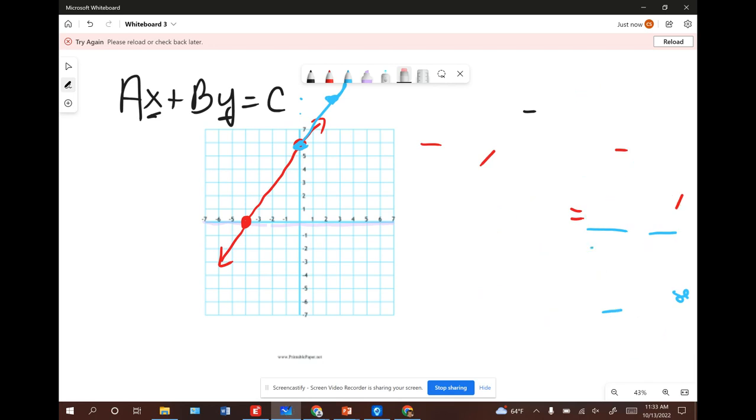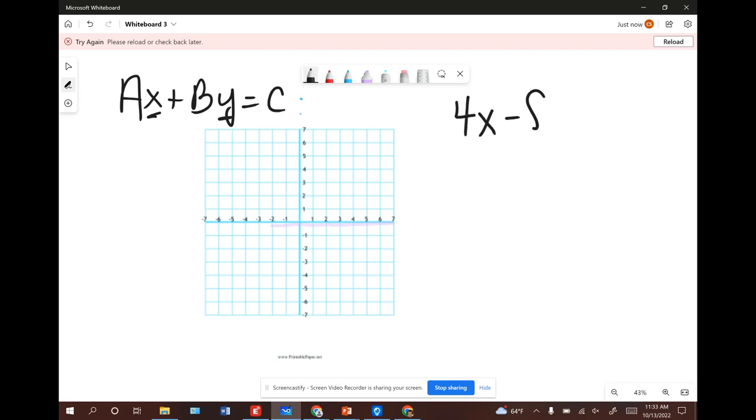When I find the intercepts, that means I'm going to plug in 0 for x to find the y-intercept, and then I'm going to plug in 0 for y and find the x-intercept. So let's just do one more problem. Let's say 4x - 8y = 16. We're going to plug in 0 for x to find the y-intercept.